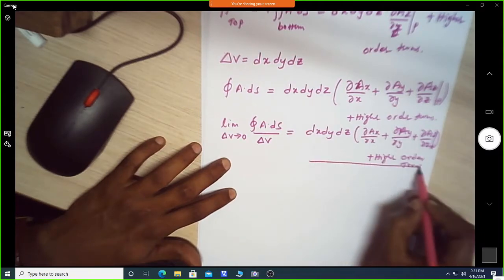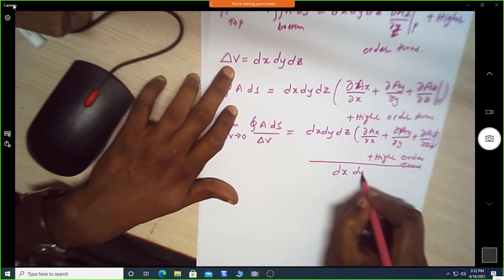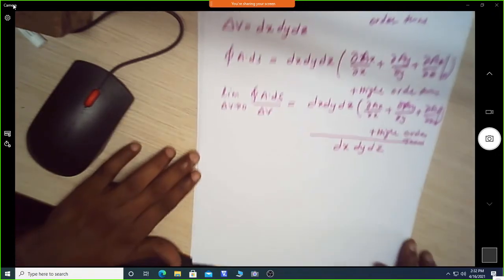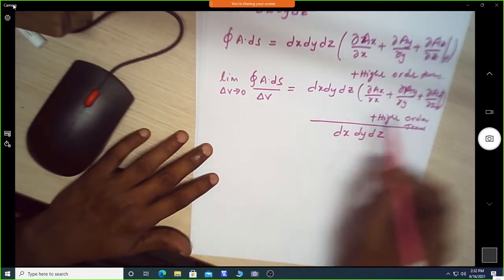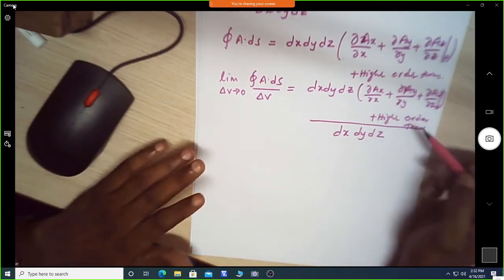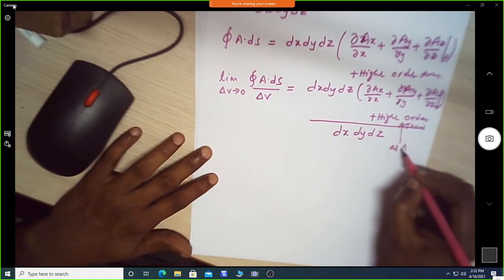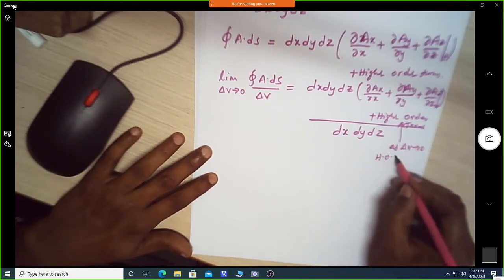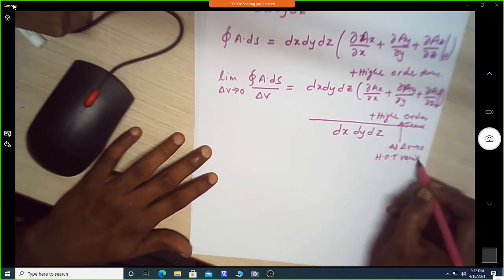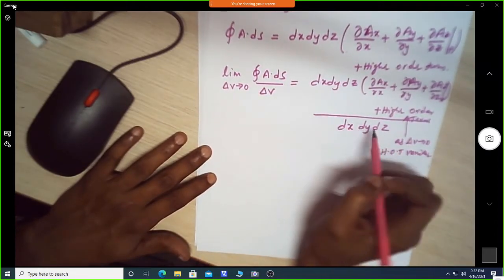So this whole divided by that del V. What is del V? Which is nothing but dx, dy, dz. Now as the volume tends to 0, these higher order terms, which have very small values, vanish. As del V tends to 0, these higher order terms vanish. Now this dx, dy, dz will cancel each other.